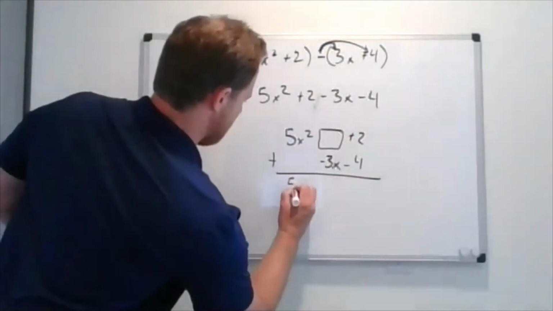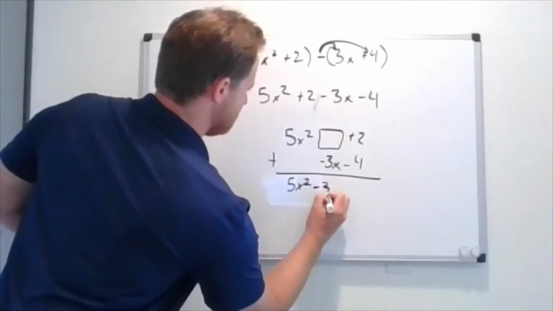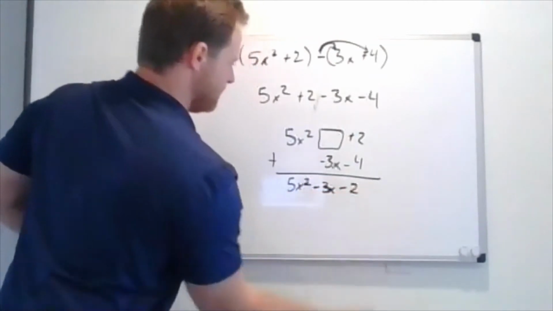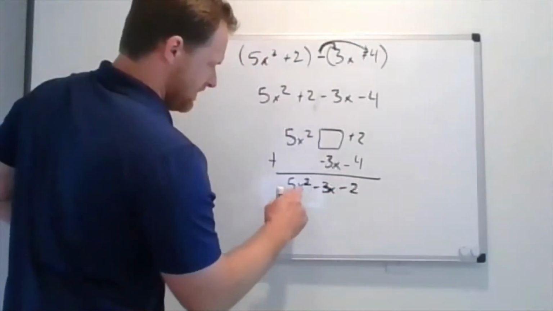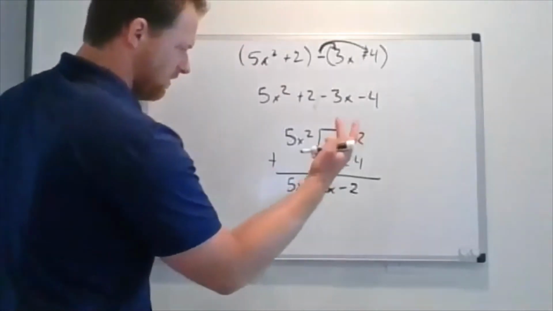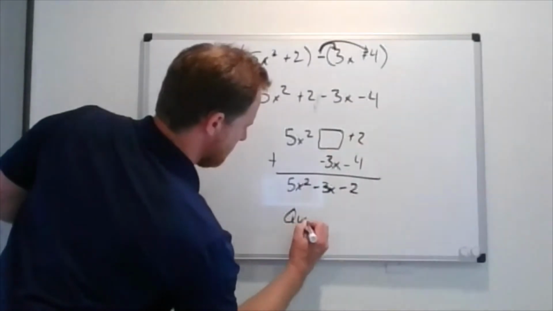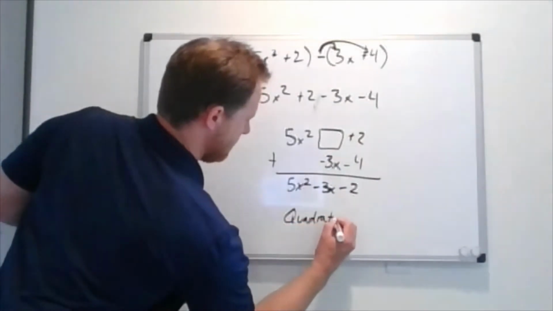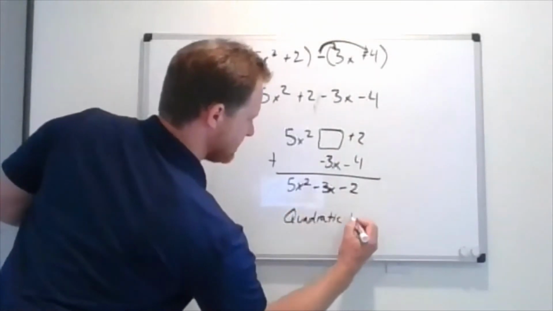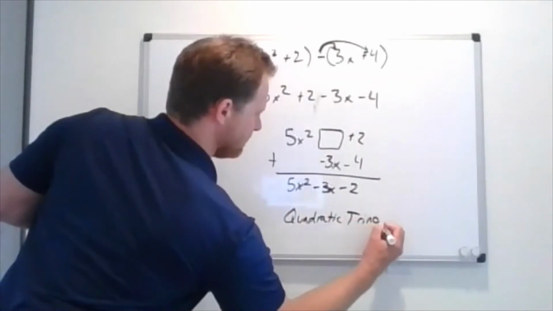So I have a 5x squared minus 3x minus 2. So this term starts at the second degree, right? So it is called a quadratic. And because there are 3 terms, it's called a trinomial.